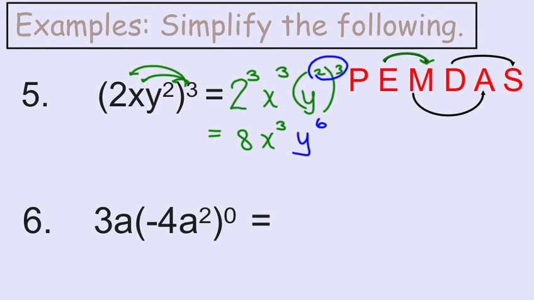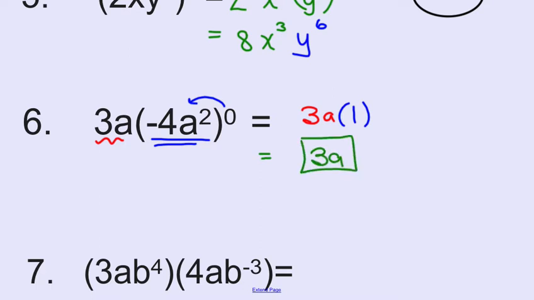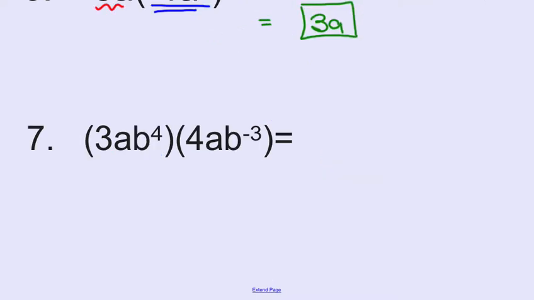All right, let's jump down to number 6 here. This is a power rule, but notice this whole thing is raised to the 0 power. That all becomes 1. And then we still have this 3a. Now 3a times 1 is just 3a. Last example on this slide.